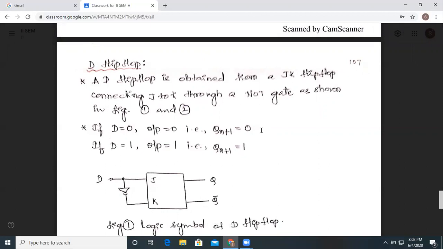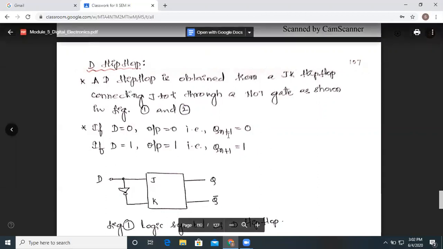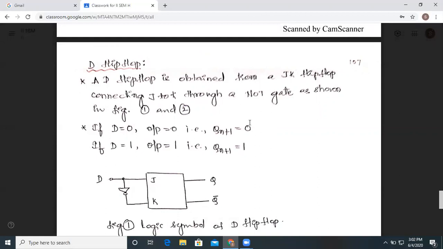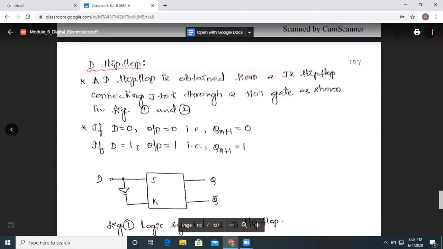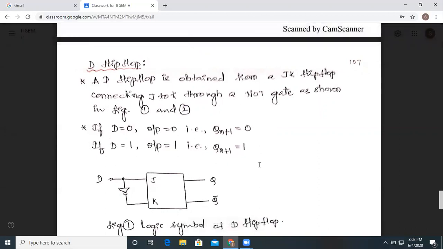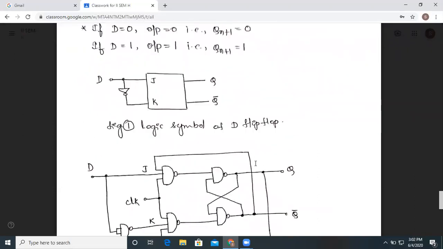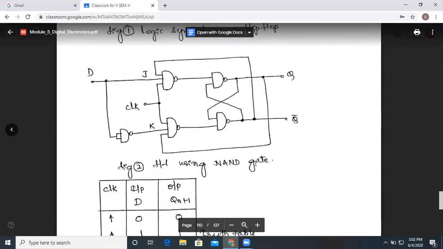We tell the output of flip-flops in terms of the previous state and the present state. In our discussion, we have already seen that Qn represents the previous state and Qn plus 1 represents the present state. So here if D is 0, output is also 0, so the present state is 0. If D is 1, output is 1, then we get Qn plus 1 as 1. This JK flip-flop can be constructed using NAND gates over here.